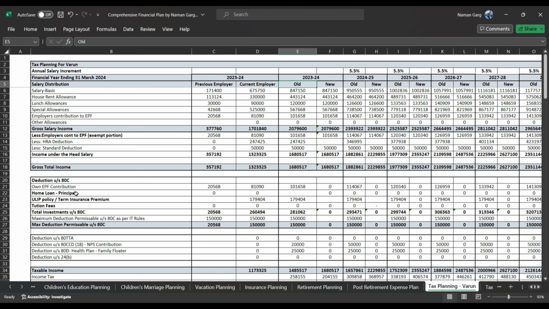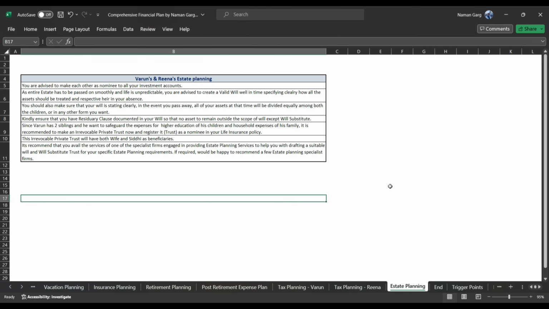Additionally, in my tax planning sheet, you will also get the option for both regimes, old as well as new. Moving on to the estate planning. In this, I will guide you on how to safeguard your assets and other key elements which will help you in easy distribution of your assets among your loved ones.